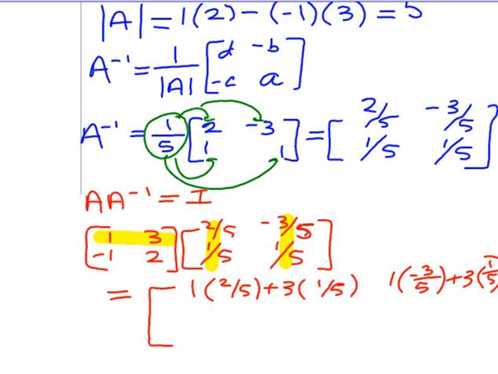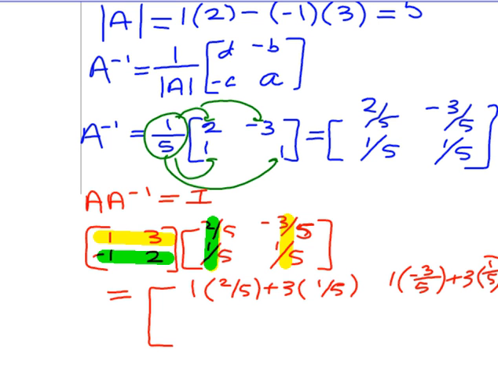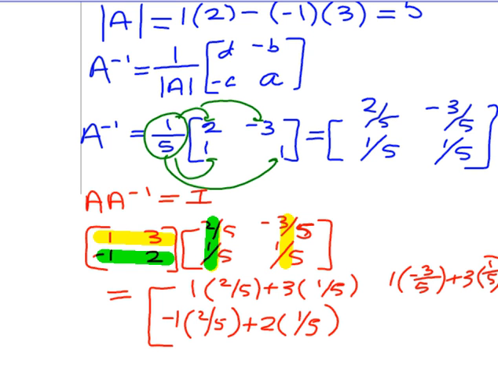Then we're going to go to row 2, column 1, multiplying there. I have negative 1 times 2/5 plus 2 times 1/5. And then I'll go row 2 times column 2, where I'll multiply negative 1 times negative 3/5 and add 2 times 1/5. And that will close out the matrix.